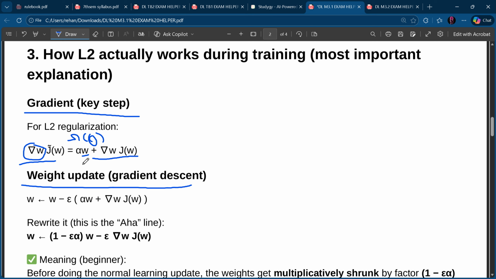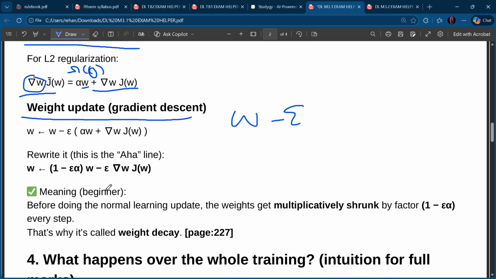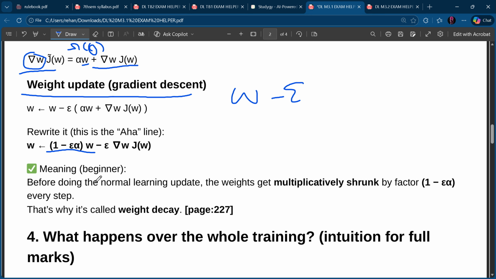You can understand for regularization, the same thing as here. Alpha is also there, but instead of theta you have w, and instead of that whole big thing you have the same. Now you just have to multiply this whole thing with w minus epsilon. Multiply minus epsilon inside this bracket. You will get minus epsilon alpha w minus epsilon into delta w.